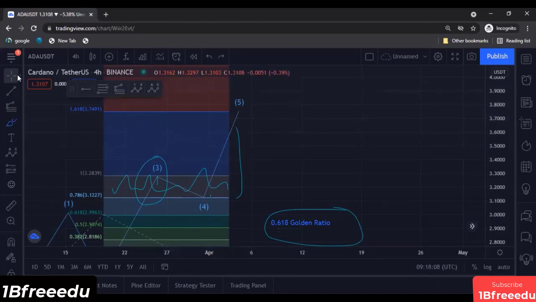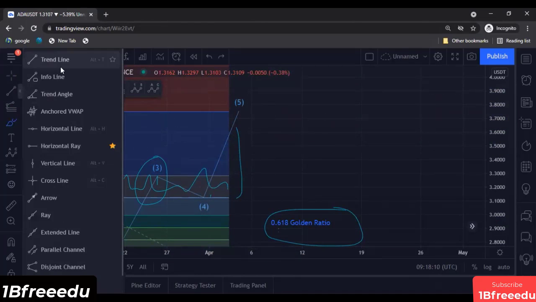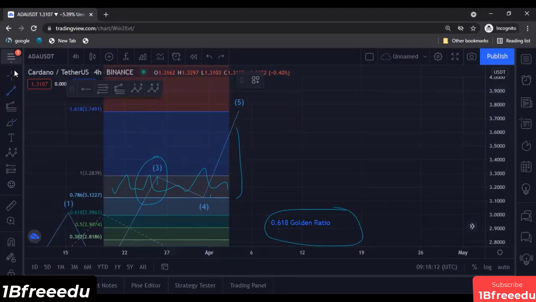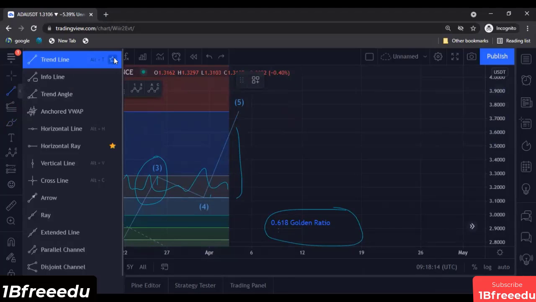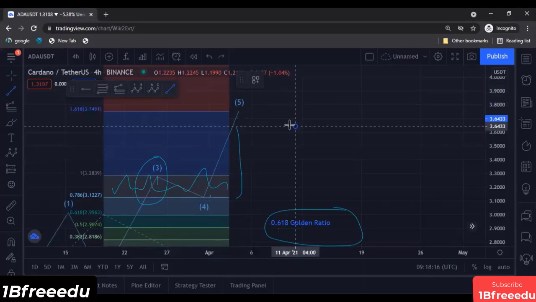So this would help us to set our buying targets. What we need to do is that you can set some of the sell targets.